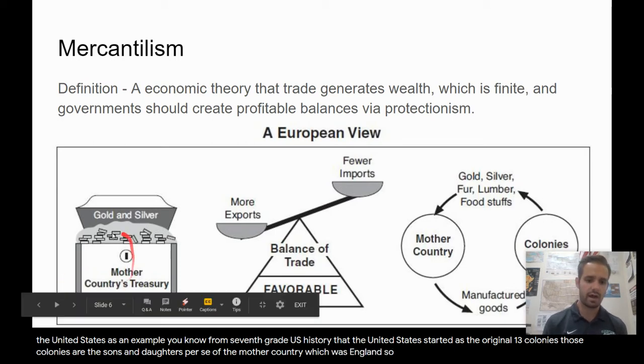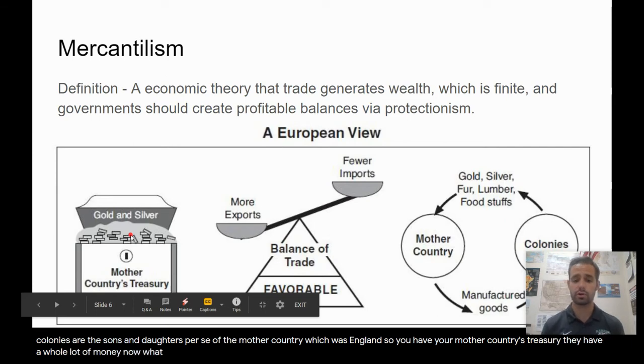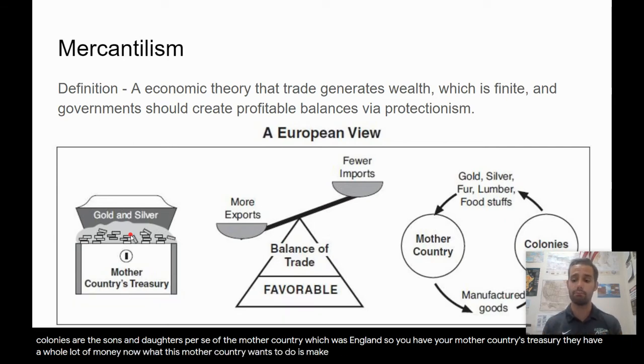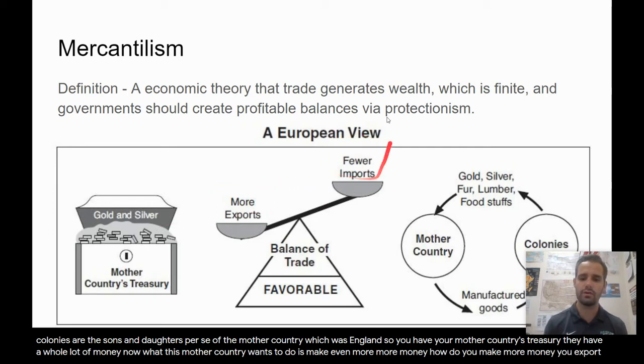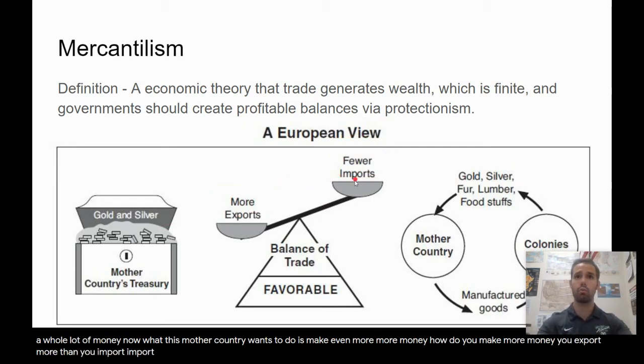So you have your mother country's treasury. They have a whole lot of money. Now, what this mother country wants to do is make even more money. How do you make more money? You export more than you import. Import is what you buy from other countries. You import it into your country. Export is what you sell to other countries. You sell it out of your country to them.